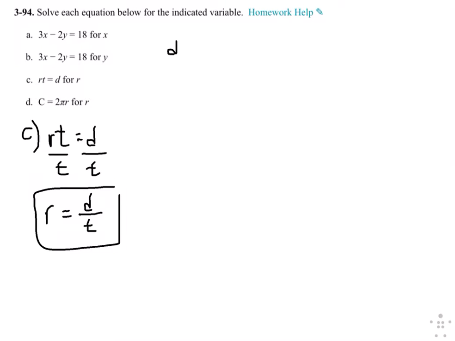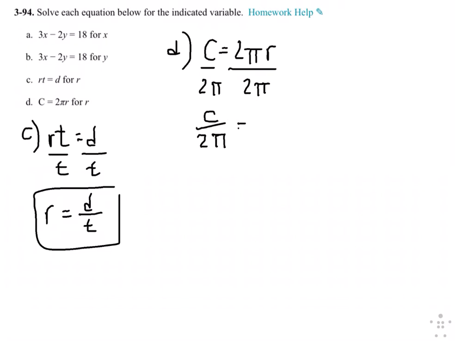And then D, we have C equals 2 pi R, and we want to solve for R, so I divide both sides by 2 pi. So I get C over 2 pi equals R, and of course we write it with what we're solving for on the left. So R equals C over 2 pi.